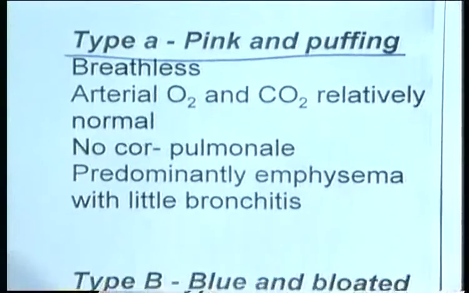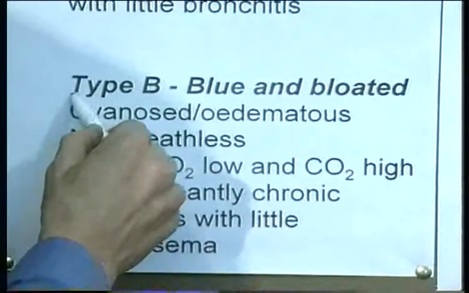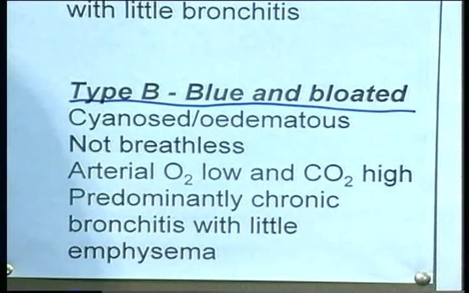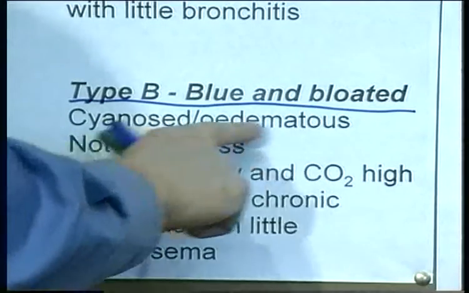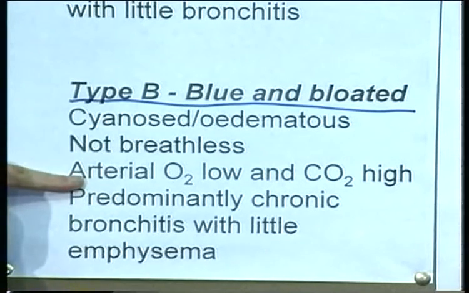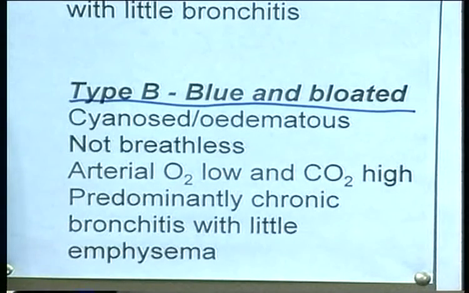The second type, the type B, are referred to as the blue and bloated type. And these patients are cyanosed and they are edematous, blue and bloated. They tend not to be as breathless as the pink and puffing type, but the arterial oxygen is low and the carbon dioxide is high. And this clinical type occurs predominantly in bronchitis where there's little emphysema.